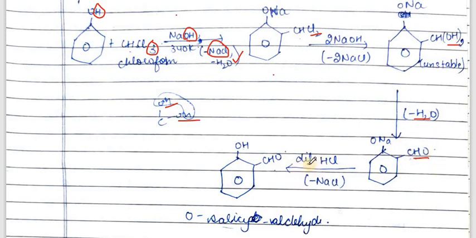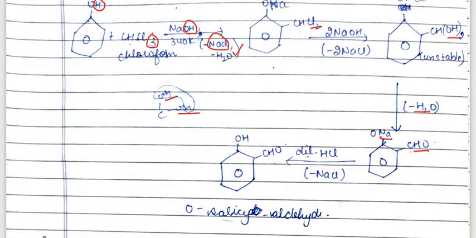And when it is treated with dilute HCl, this sodium is also replaced with hydrogen, and we get salicylaldehyde, ortho salicylaldehyde, that is, OH and aldehyde groups are present ortho to each other, so it is ortho salicylaldehyde. So phenol can be converted to salicylaldehyde, or we can write the Reimer-Tiemann reaction.